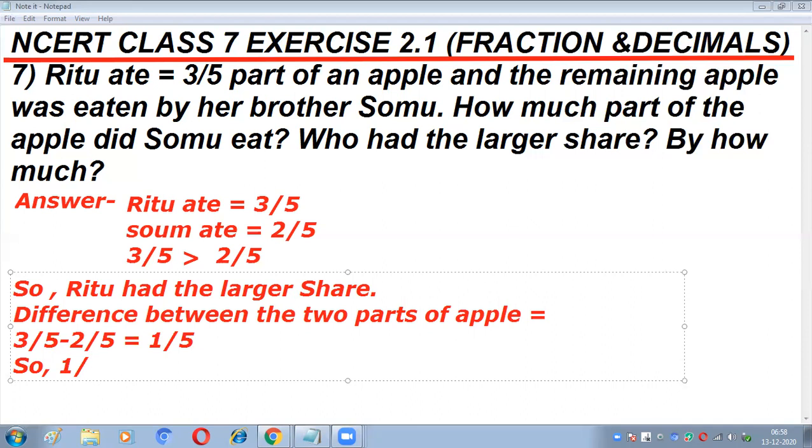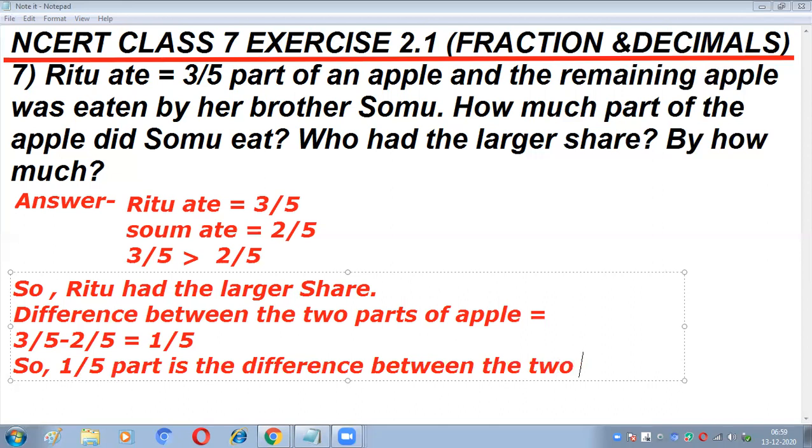So 1 by 5 part is the difference between the two parts of the apple. Okay, so we have solved it.